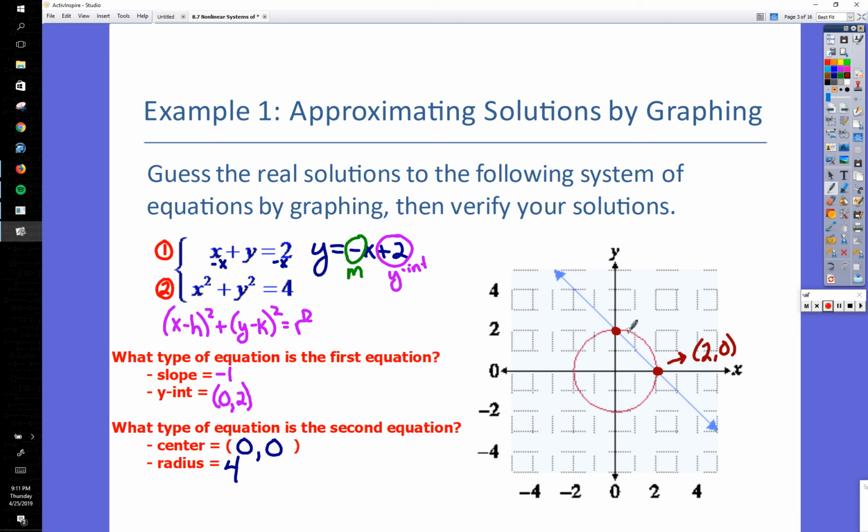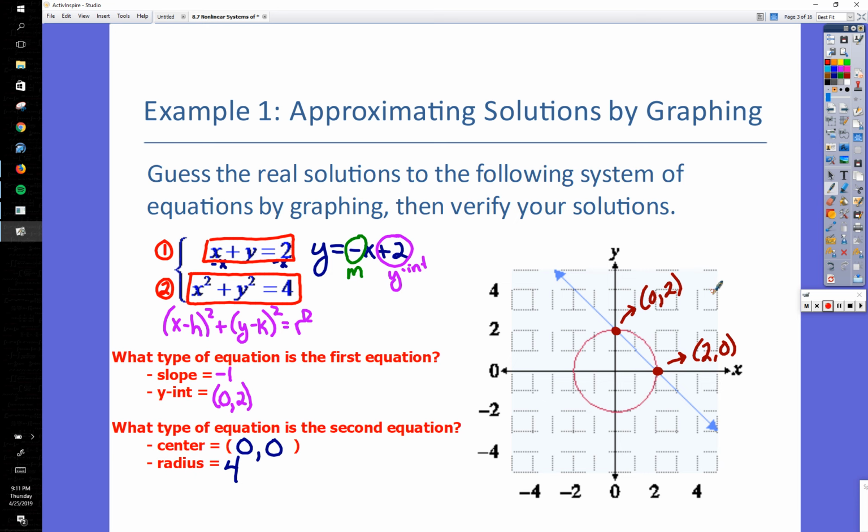And this point right here looks like (0, 2). Now, we probably want to verify and make sure that these are actual solutions. So what we want to do is take (0, 2) and come back into the original problems, those two, my line and circle. If we plug in 0 and 2 for x and y, and then 2, 0 for x and y, you'll notice that it works in both. Feel really good about those two answers.